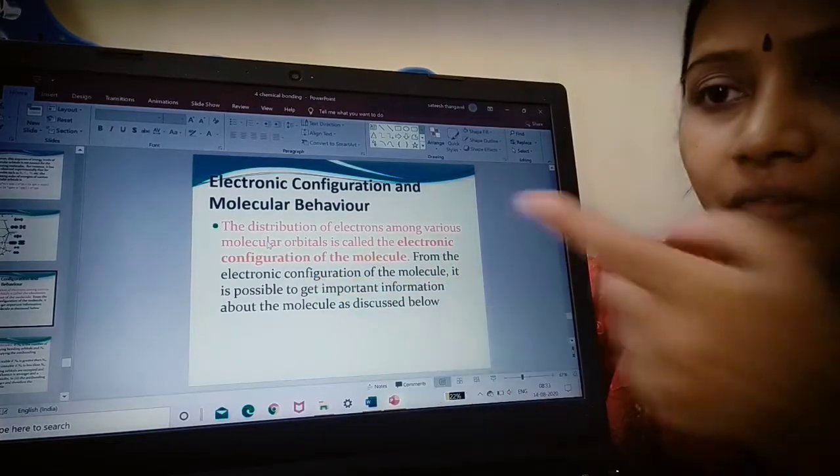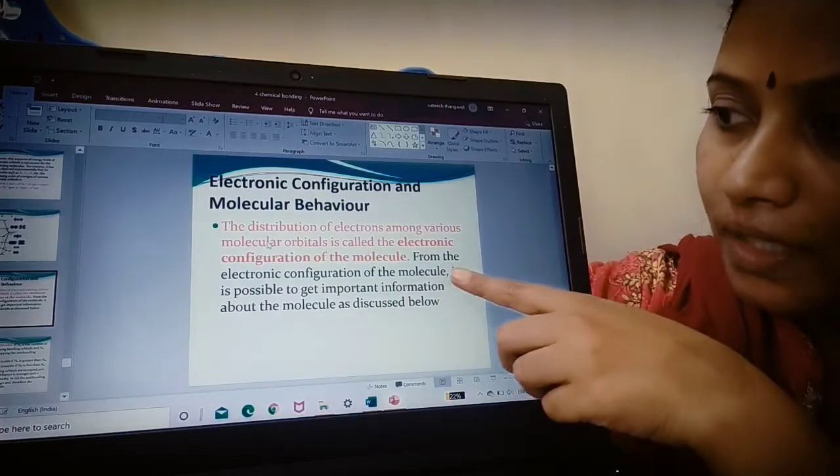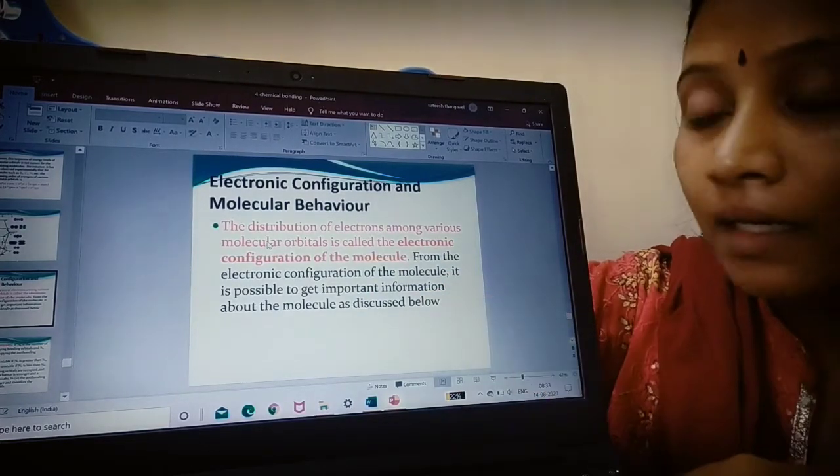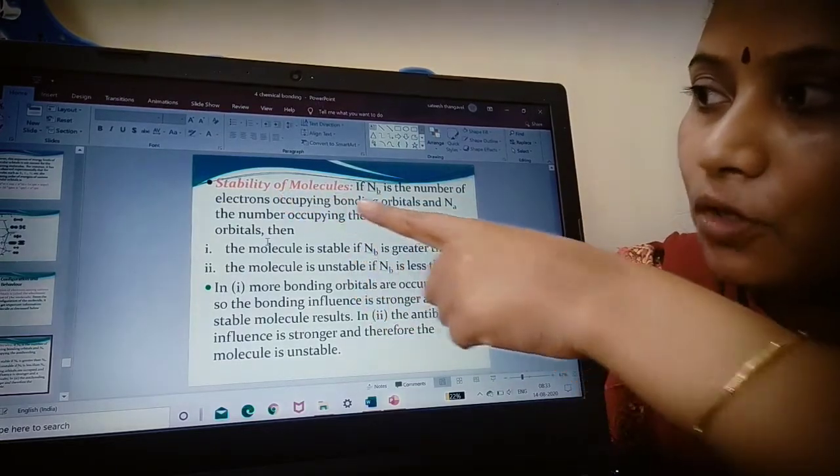From the electronic configuration, what is the use? Why do I have to write the electronic configuration? When you know the electronic configuration, then you will be getting a lot of important information. What is that information? You know the stability of a molecule.